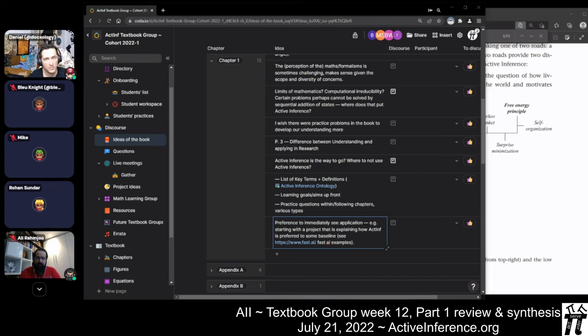So if a controls engineer gets this, okay, this looks like a better form of model predictive control. I can replace my model predictive controller with something that resembles active inference. We might actually make more progress that way, because it actually gets out of the loop.